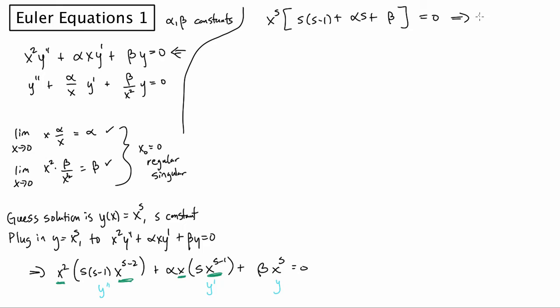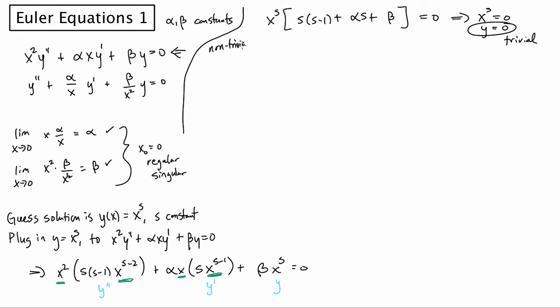The first option is, well, x to the s could be equal to 0. But if x to the s is equal to 0, that's y equal to 0, and that's trivial. That is the trivial solution in this case. You can notice that if I set y equal to 0, yes, that is a solution. But I'm looking for non-trivial solutions here.